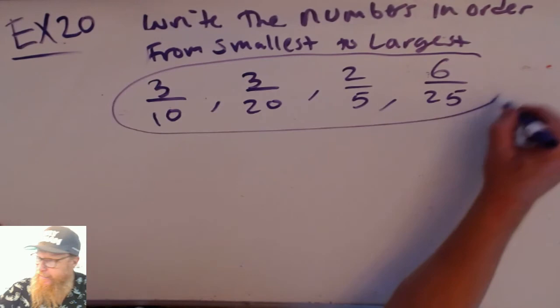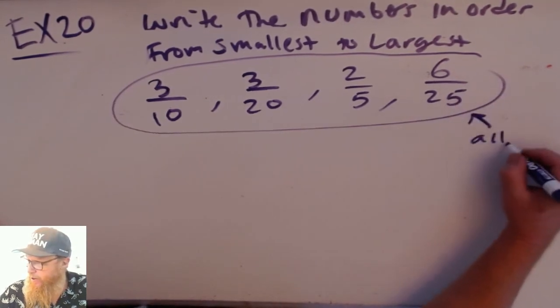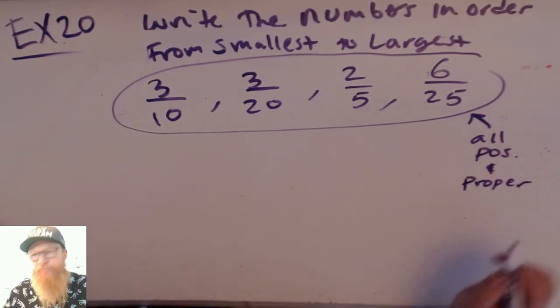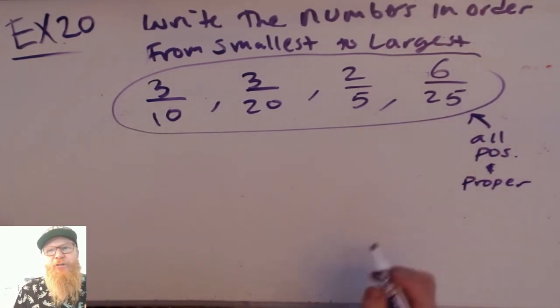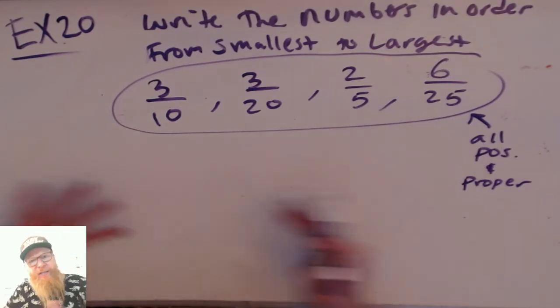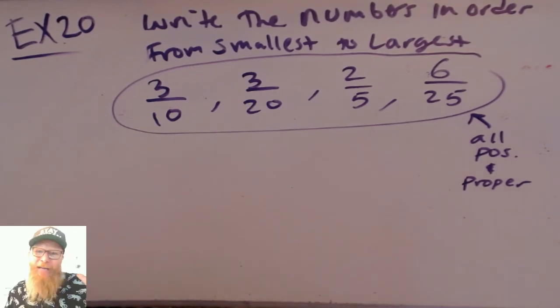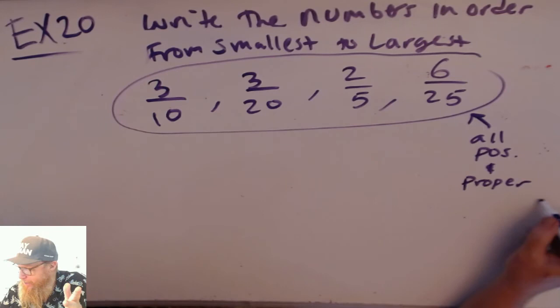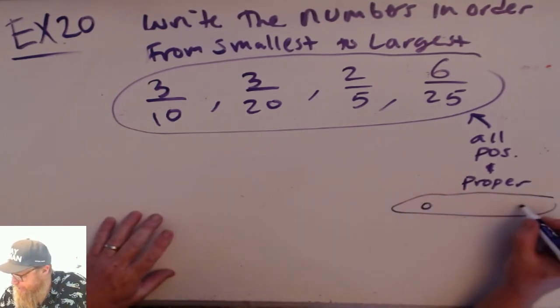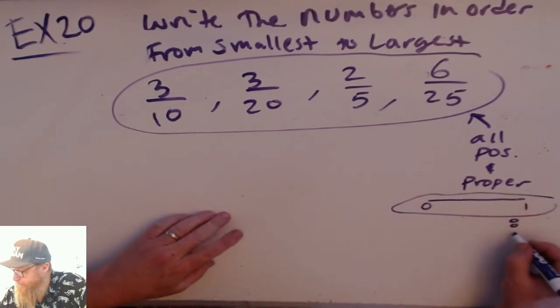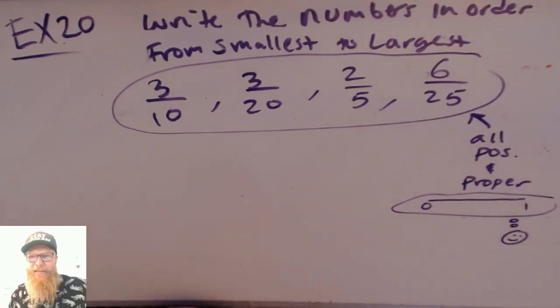This should be a little bit easier because they're all positive and proper. And so that means that on your number line, they all live between 0 and 1. So I'm not even going to bother drawing the number line then. I mean, if you're imagining a number line, there's 0, there's 1, everybody lies in between 0 and 1. I said I wasn't going to do it and I did it anyway. I'm not going to do the whole problem on the number line.